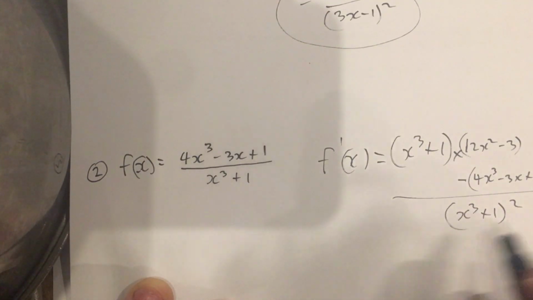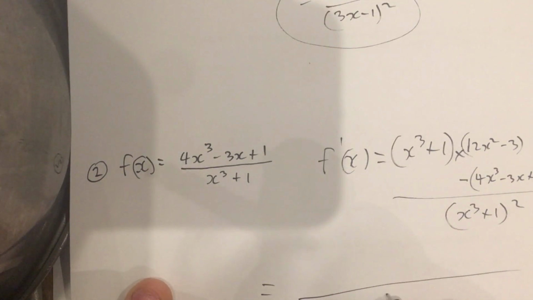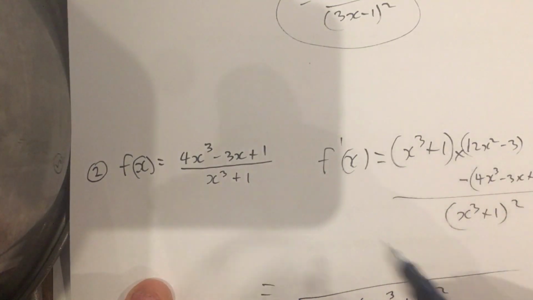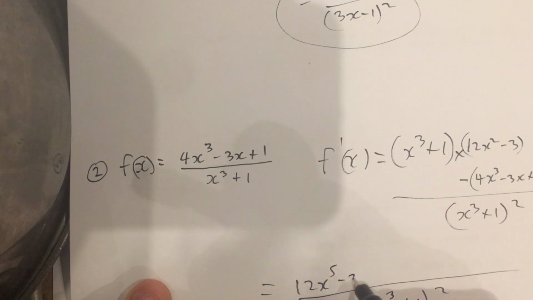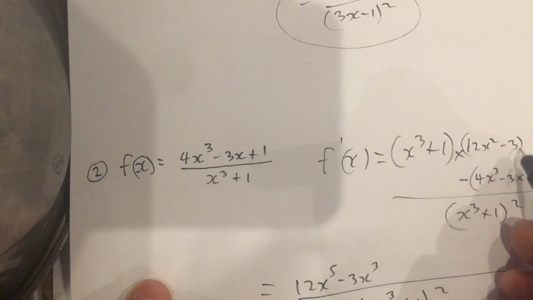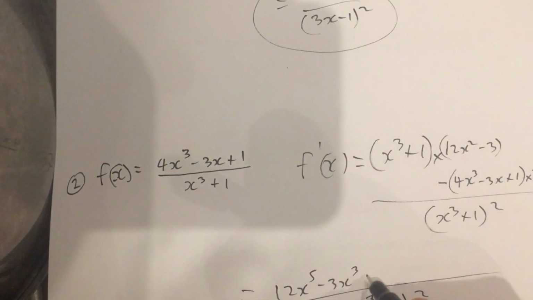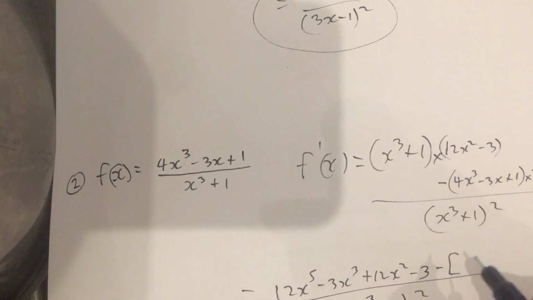And again, don't expand the bottom. I was looking at the top. You're definitely going to get some like terms. So let's expand these two things on the top separately. So this is going to be 12x to the power of 5 minus 3x cubed. So I went that times both of those. Now I'll get that times both of those. So plus 12x squared minus 3. And now expand the other one, minus. I'll put big brackets around it because there's going to be 3 terms in here.